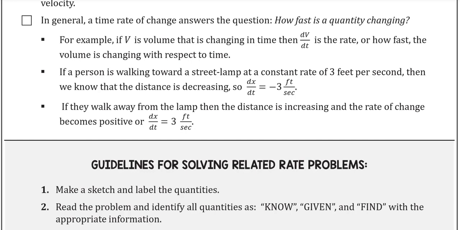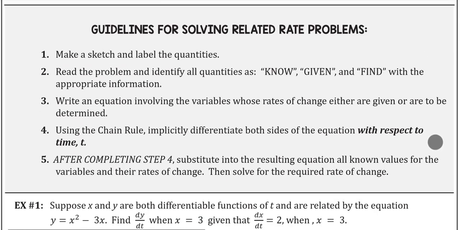But things like a person walking by a street lamp, the distance is decreasing if they're walking towards the street lamp, and if they're walking away from it, the distance is increasing. So if they're walking towards it, their rate of walking is going to be negative, and if they're walking away from it, their rate of walking is going to be positive. So things to think about.